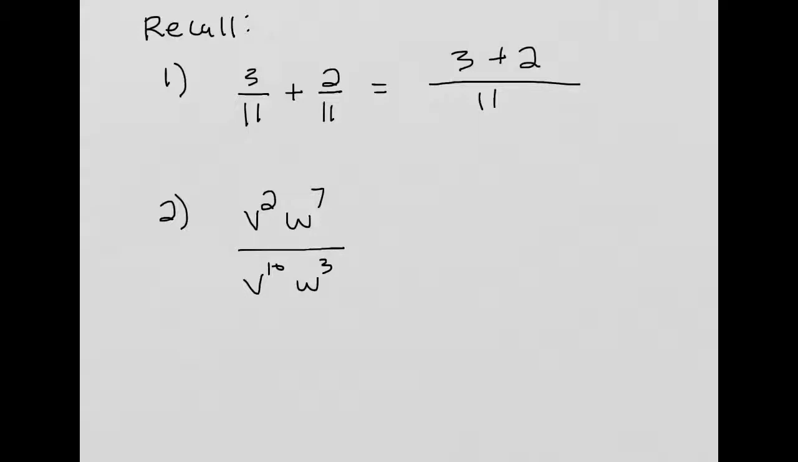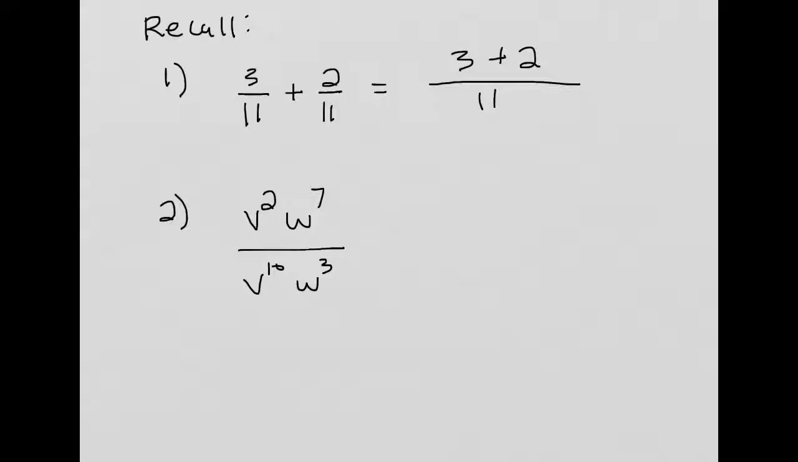What I want you to note about this is that if I can take two separate fractions, add them together, and combine it into one big fraction, then if I start with one big fraction, I can go backwards. I can separate that big fraction into its two component fractions.